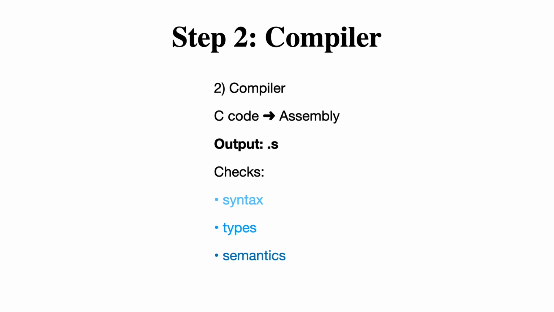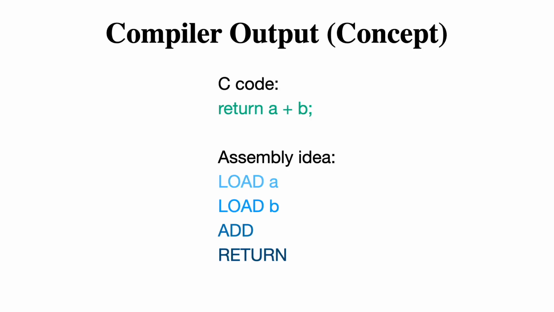Now the real work begins. The compiler converts C code into assembly. The compiler also checks if your code makes sense. Syntax errors, type issues, wrong function calls, those are compiler errors. Let's see the compiler output concept. Assembly is like CPU instructions written in text form. The compiler decides how to use registers, how to pass parameters, and how to generate instructions. CPU cannot run C directly. It needs those instructions.